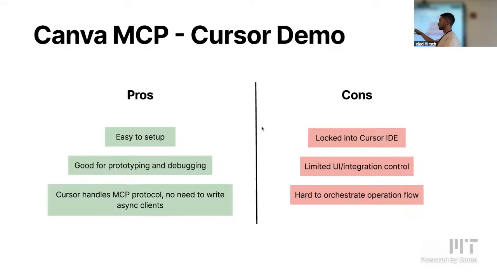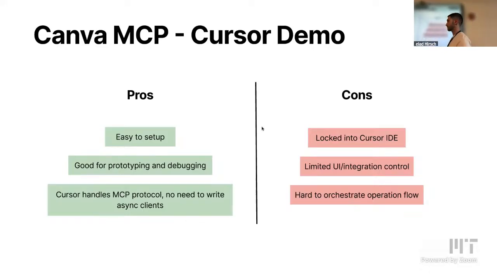It was pretty good for prototyping. I could see what I can do with the Canva MCP. Maybe I can improve my prompts further. I can easily experiment there. And I don't really need to write complex code that communicates between the MCP host and the MCP server, right?